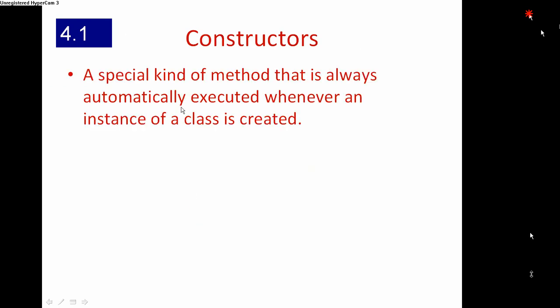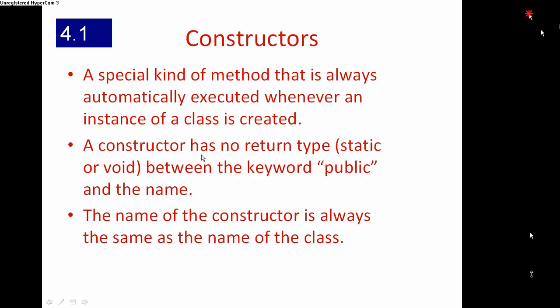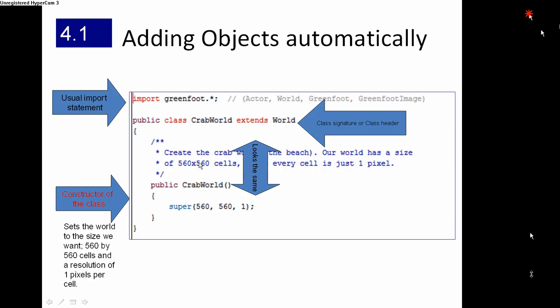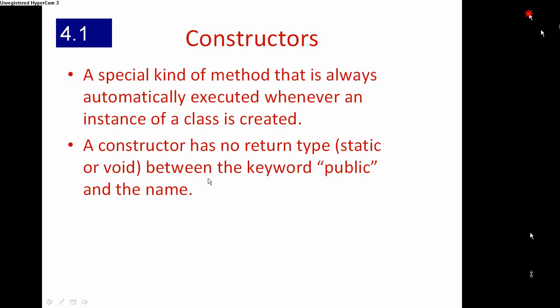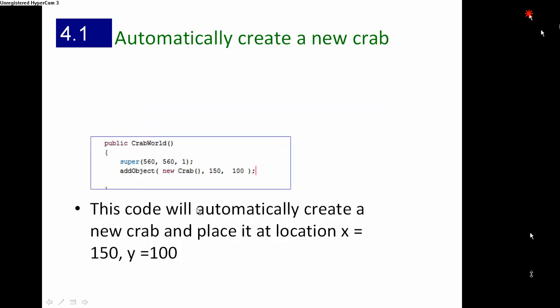Okay, constructors: a special kind of method that is always automatically executed whenever an instance of a class is created. Write that down. There's no return type, and it's always the same as the name of the class. So if we look back, that's kind of an odd thing, public crab world, so the constructor name is always the same. Okay, all right, write this down if you haven't done so. Hit pause and copy these notes down to your paper.